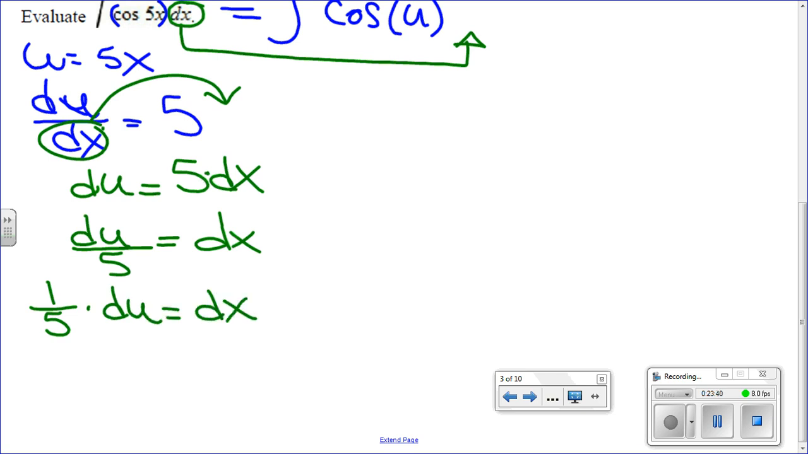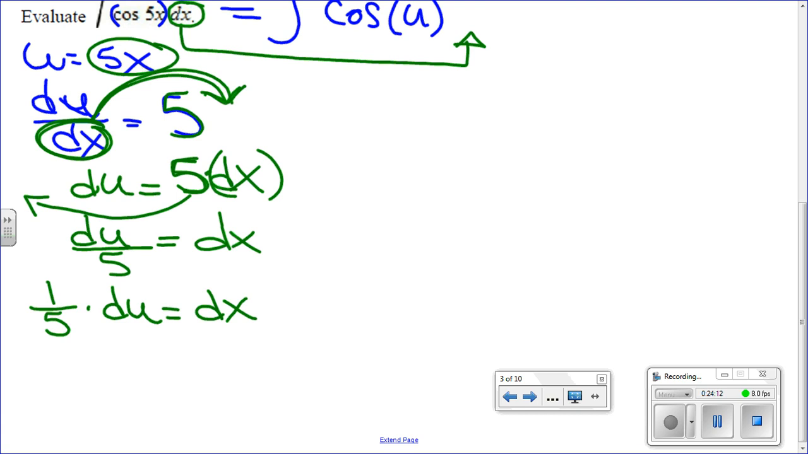Take a few seconds to process what happened. You told me right away u is 5x. We took the derivative of 5x, it was just 5. Then we moved the notation, dx was dividing on the left, moved it to the right, now it's multiplying here on the right. Because the problem requires us to just substitute dx, not 5dx, we have to take this 5 back to the left. So instead of multiplying on the right, it's dividing on the left.